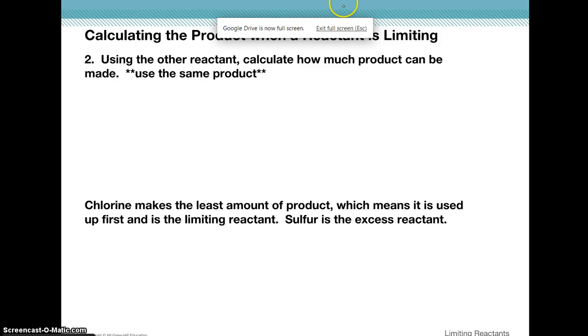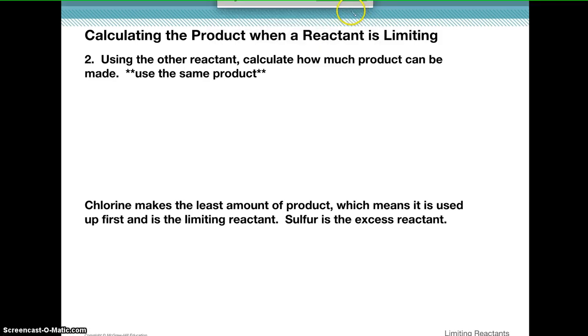All right, so for step 2, we want to use the other reactant to calculate how much product can be made. Now we always want to make sure we're going to the same product. In this case, there's only one, but in reactions where there's more than one, we want to go to the same product. So we start with our other reactant, which is 100.0 grams of chlorine. Convert it to moles with its molar mass. And the molar mass of chlorine is 70.906 grams per mole. So our grams cancel.